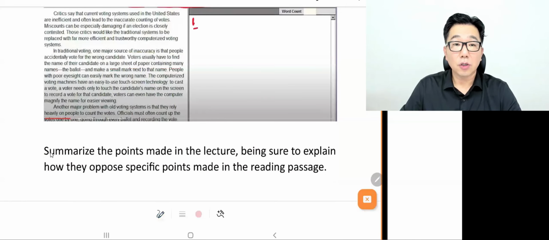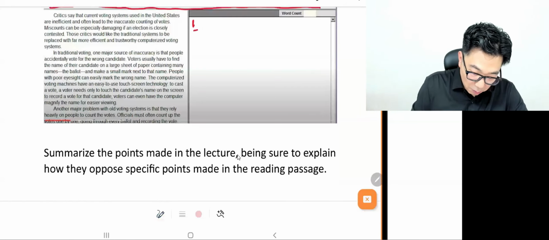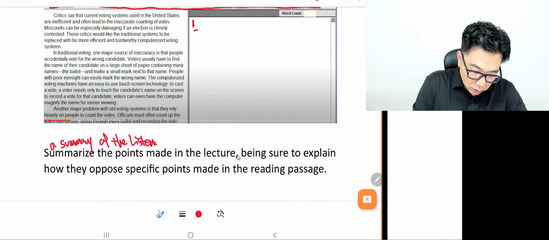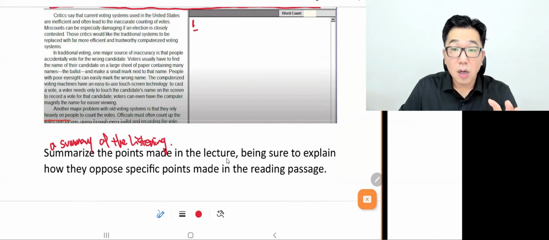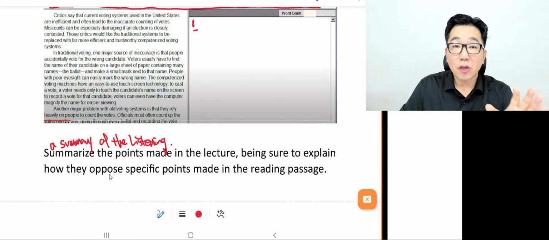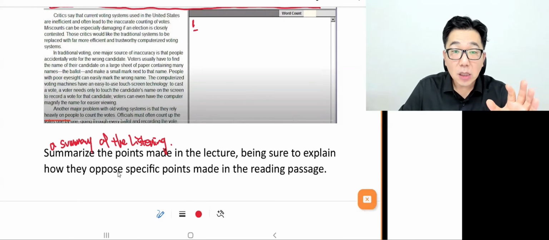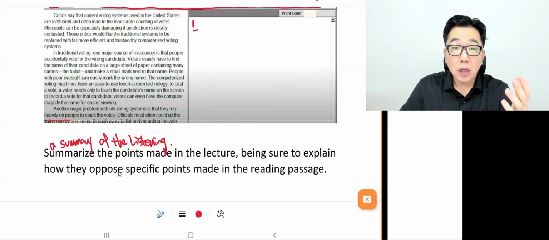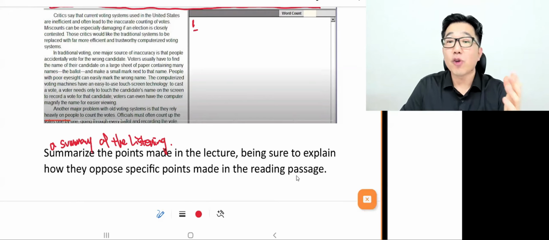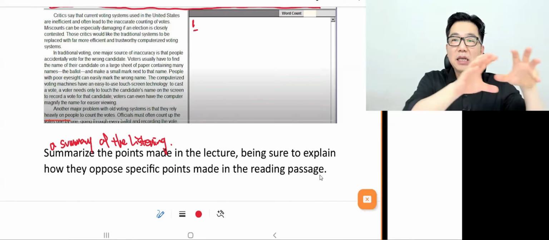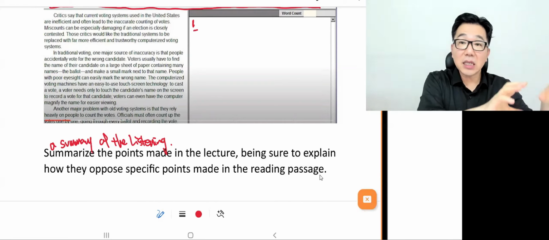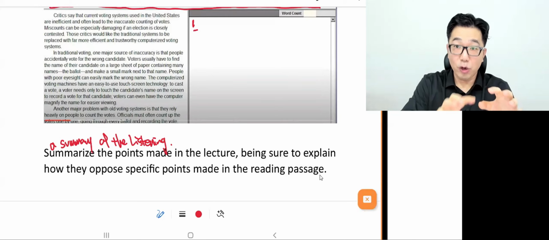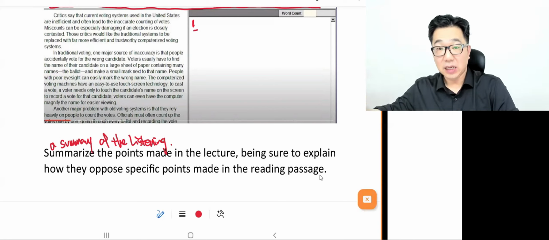I retyped it here so you can look at it more easily. Summarize the points made in the lecture. So basically you need to write a summary of the listening passage. Okay? So summarize the points made in the lecture, being sure to explain how they oppose or argue against the specific points made in the reading. Okay? So what you need to write is, the listening says this, blah, blah, blah, and this is specifically opposite to what the reading says, and the reading says this, something like that, okay?